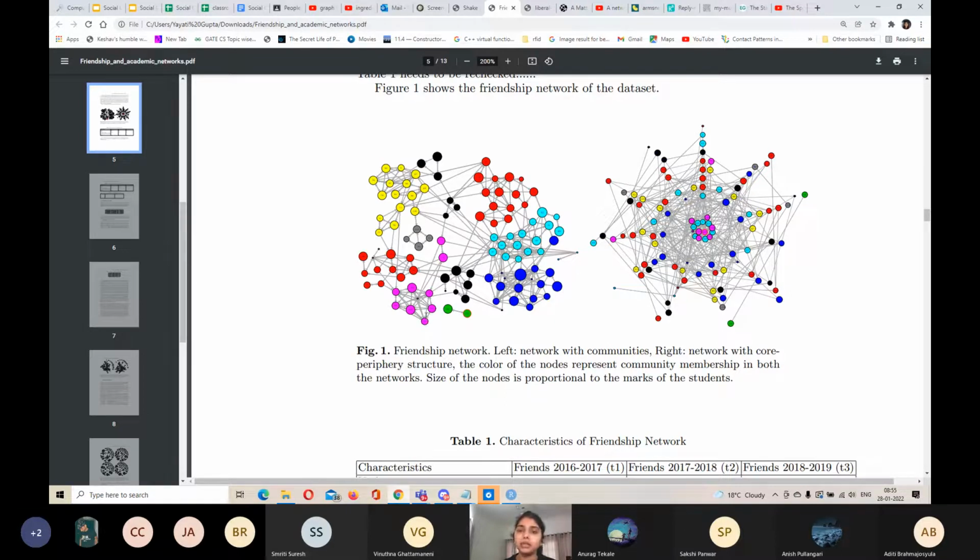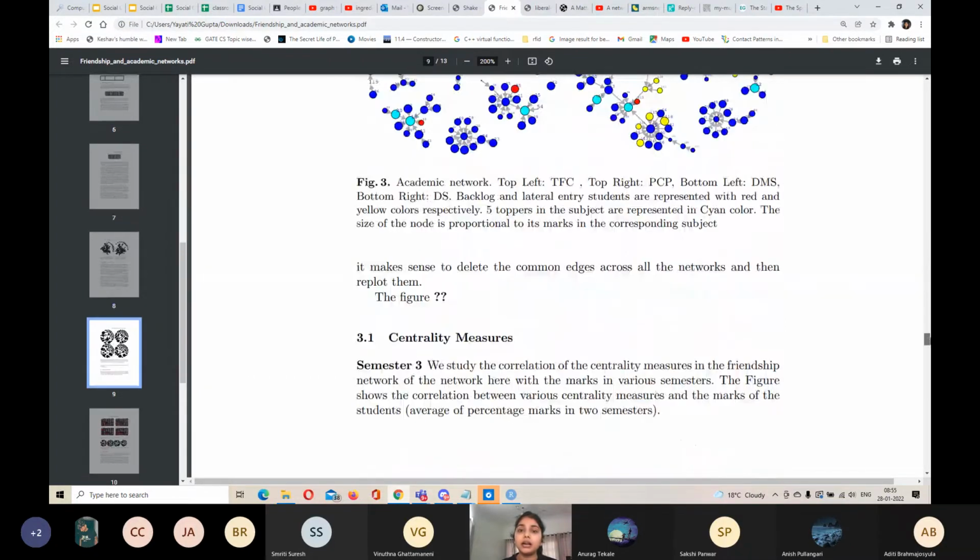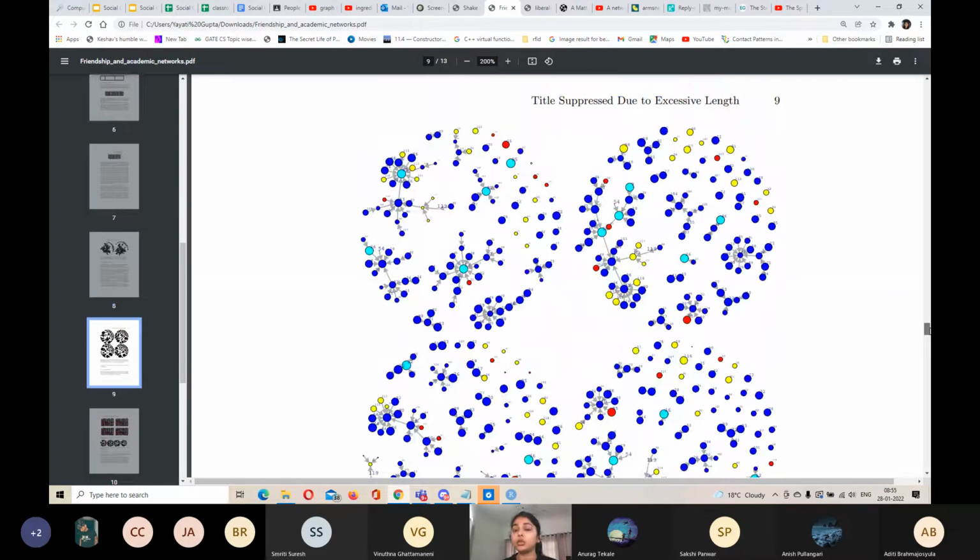Not all the people in this light blue and pink communities are influential, but influential people come from these two communities. So we'll talk more about it as we proceed in the course. There are these other networks. These are the course-wise networks.